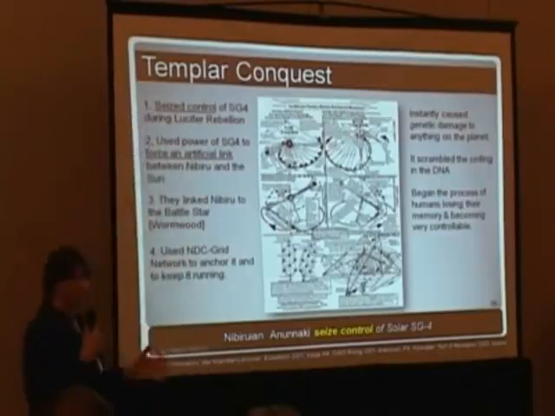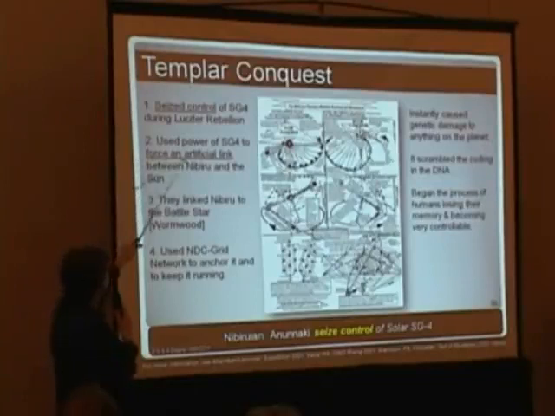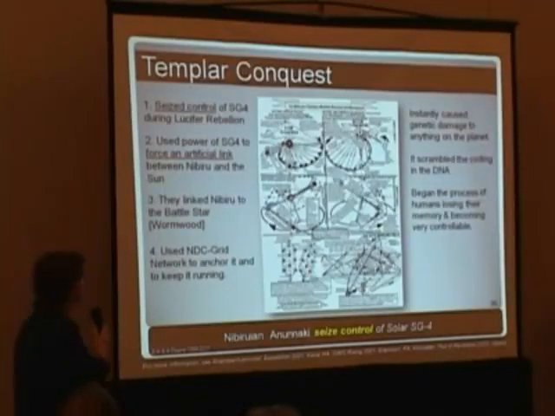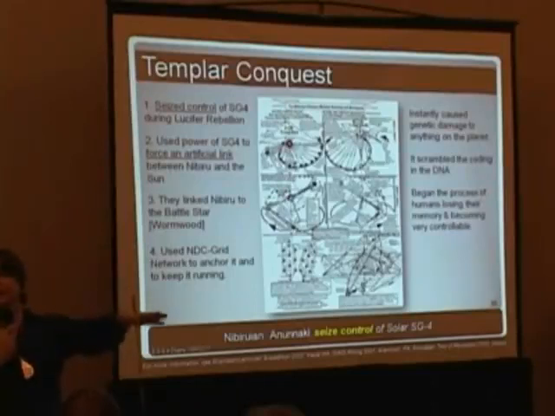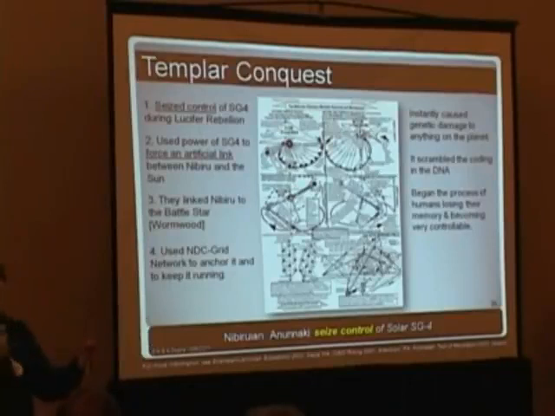They used the power of Stargate 4 to force an artificial link between Nibiru and the sun. This way, they made a Merkaba happen at a different angle than it's supposed to happen. And they linked Nibiru to the Battlestar Wormwood. Nibiru has an interesting orbit, and it goes out, I think it's something like 3,600 years or 3,560 years, and it goes out of orbit, so they can't really monitor planet Earth. So they create this Battlestar Wormwood. It's connected to the other end of their orbit so that when Nibiru goes out, the Battlestar comes in so that they can constantly watch over, so to speak.